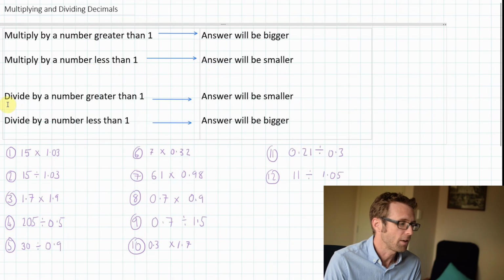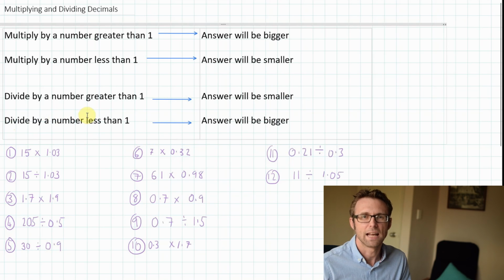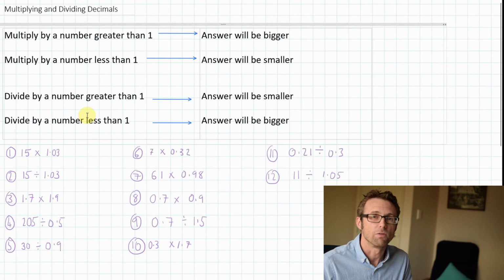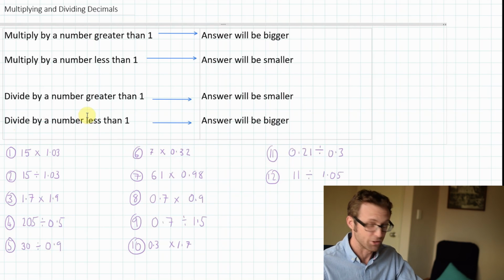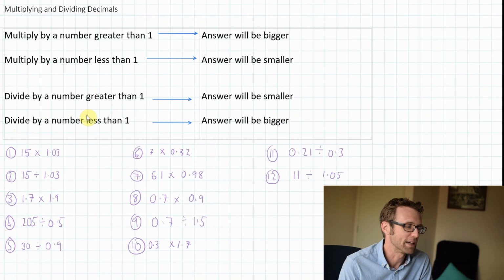Then division. If you divide by a number that's greater than 1, the answer will be smaller. For example, if you have 103 and you divide it by 1.5, the answer will be less than 103. Finally, divide a number by a number less than 1 and you'll get a bigger answer. For example, if you had 31 and you divide it by 0.5, you're going to get an answer bigger than 31, sorry.